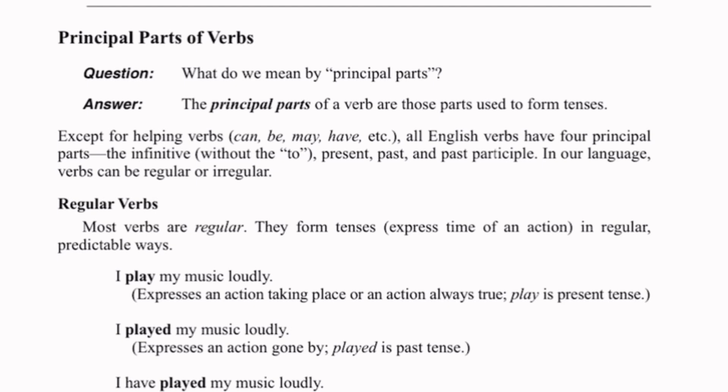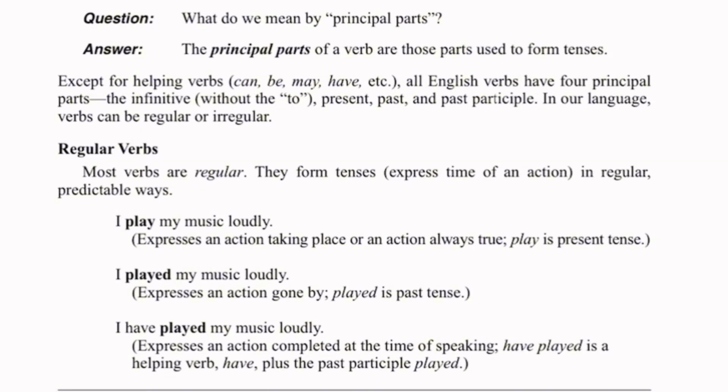So in our language, verbs can also be regular and irregular. Most verbs are regular. They form tenses in a regular and predictable way. For instance, I play my music loudly expresses an action taking place or an action that is always true. Play is present tense. I played my music loudly. Played is a past tense. I have played my music loudly. That one is talking about an action that is completed at the time of speaking. So have is a helping verb, while played is a past participle. So play is a regular verb.